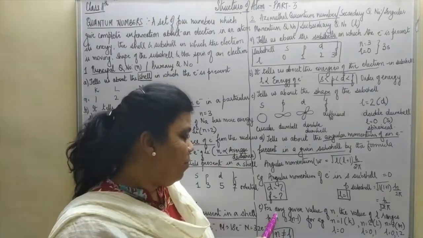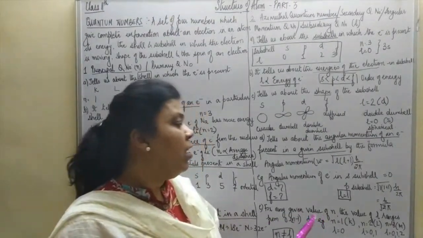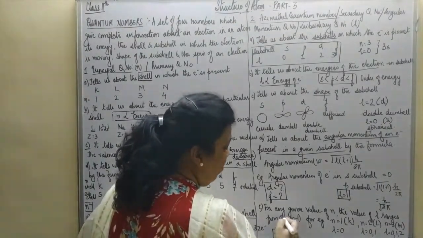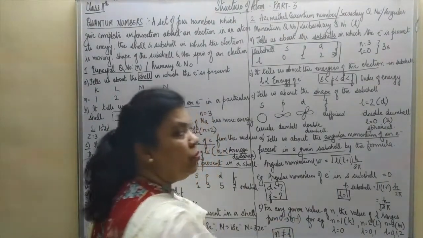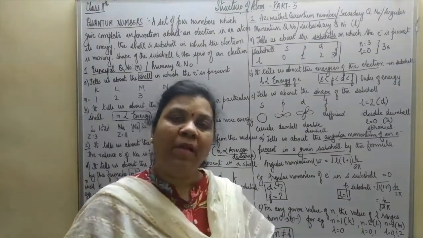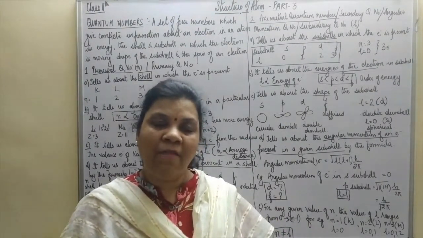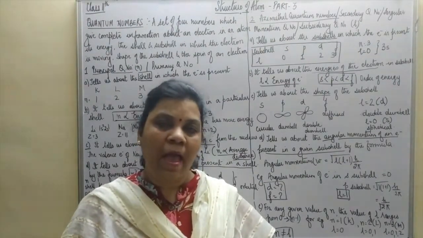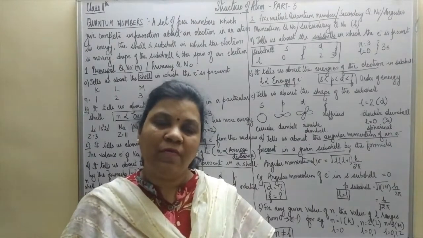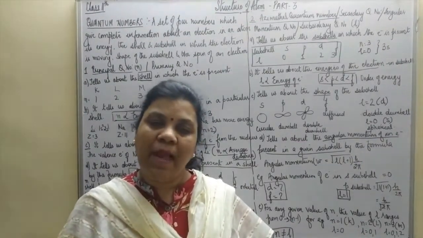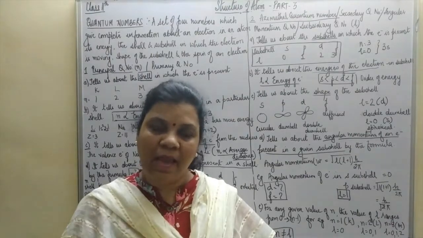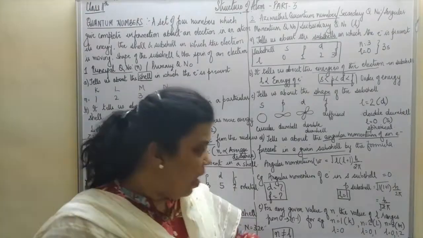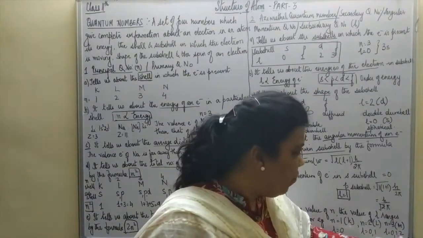And finally, you have to remember, for any given value of n, the value of L ranges from 0 to n minus 1. For example, if n is 1, L will have only one value, that is 0. For example, if n is 2, L will have two values, 0 and 1. If n is 3, L will have 0, 1, 2 values.